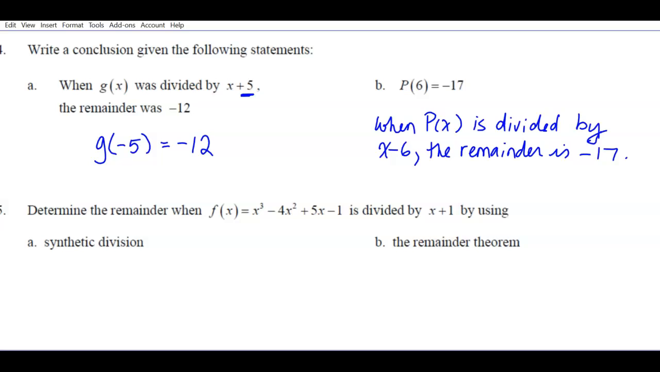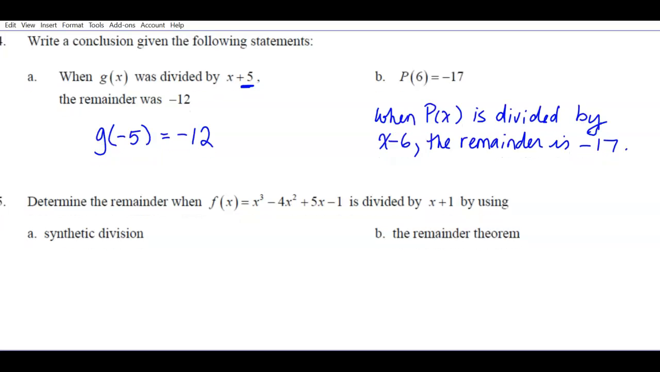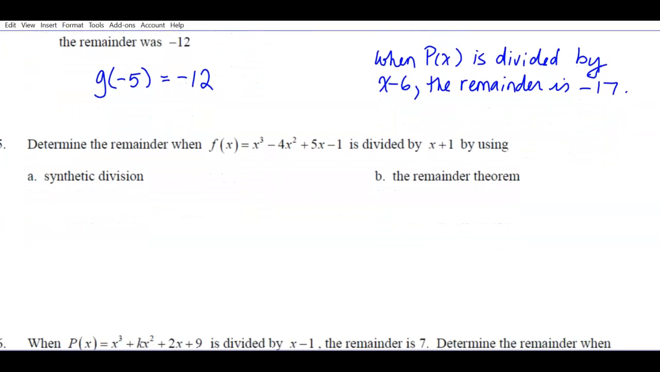Okay? So they're either-or, vice versa statements. Okay, so the next one says, determine the remainder when f of x is divided by x plus 1 by using synthetic division and the remainder theorem. So doing it both ways. Getting that practice with synthetic division is important because you will need to know it and use it as we go through this unit, next year, and in calculus, etc.